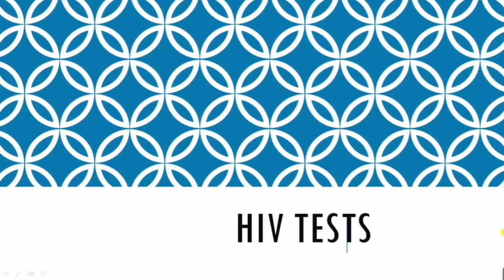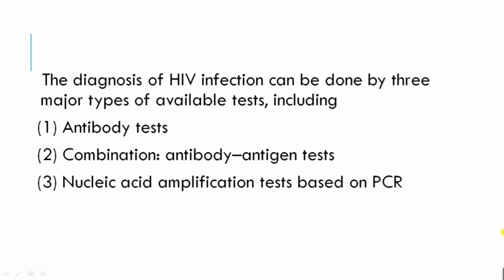Today we are going to discuss the screening as well as the confirmatory test used in diagnosing HIV infection. The diagnosis of HIV infection can be done by three major types of available tests, and the tests include antibody test, that is detecting the presence of antibody in the patient's serum, combination of antigen and antibody test, and nucleic acid amplification test based on PCR.